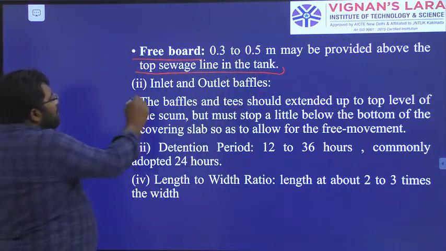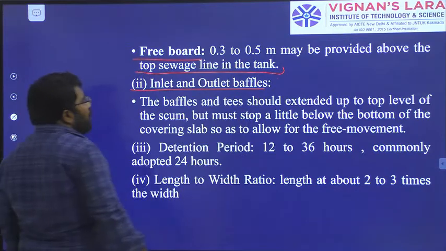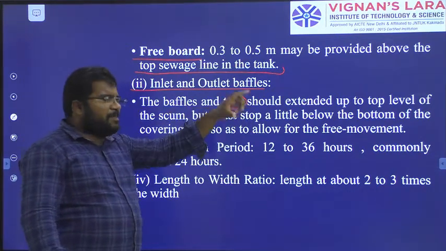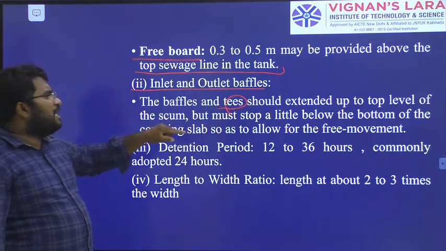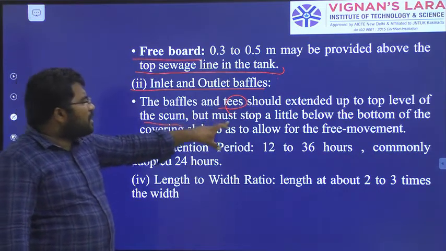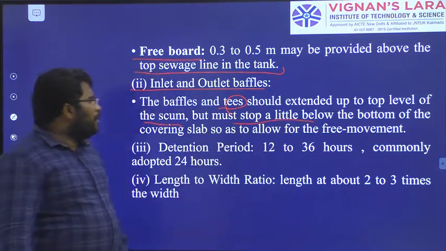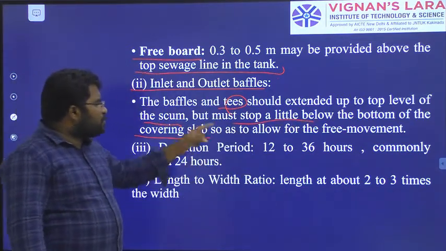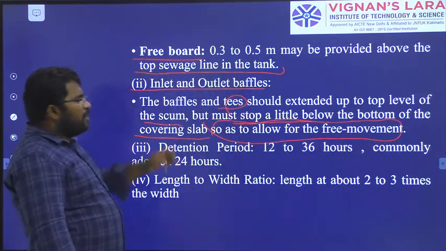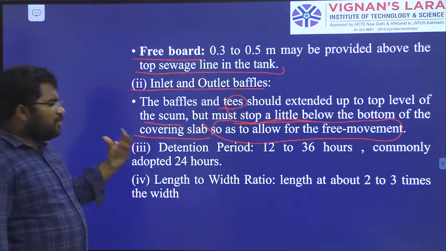Next is inlet and outlet baffles. The baffles and T-shaped pipes should be extended up to the top of the scum, but must stop a little below the bottom of the covering slab so as not to allow any free movement of scum. We are going to obstruct it.